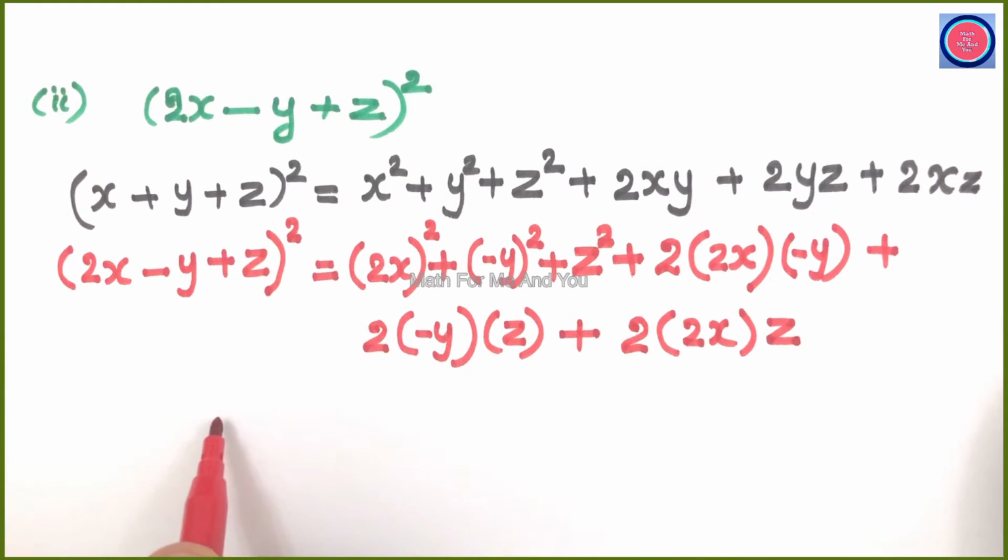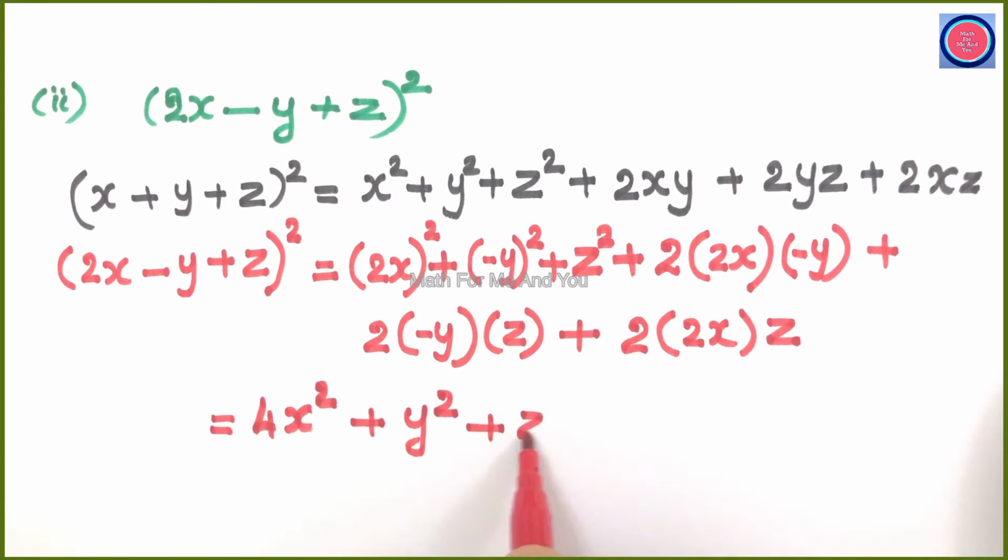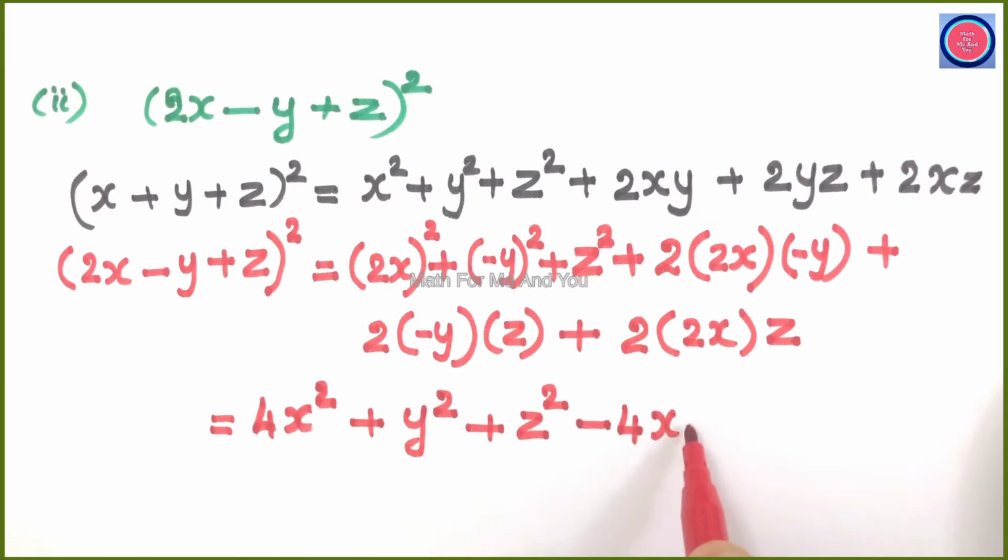(2x) the whole square. 2 square is 4 and then x square. So the first term we get as 4x square plus (-y) the whole square. Negative power 2 is positive, so we get here positive y square plus z square. Now we multiply the numbers. 2 times 2 is 4, but x times -y is negative, so we get -4xy.